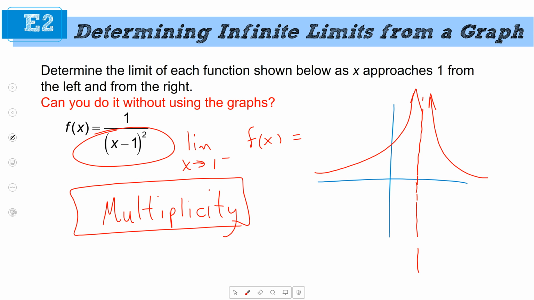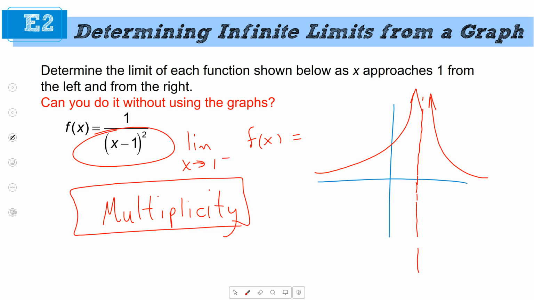And Atlas hit it on the head. Because that's an even power, it doesn't matter what I put inside, it's always going to be a positive value. So wouldn't they always go up? No, not necessarily, because if you stick a minus sign in there, it could cause them to flip. Okay, so again, odd multiplicity, they split. Even multiplicity, they both point in the same direction.